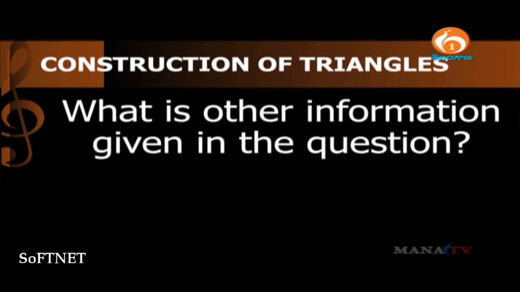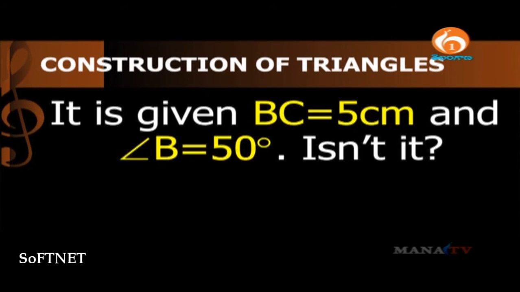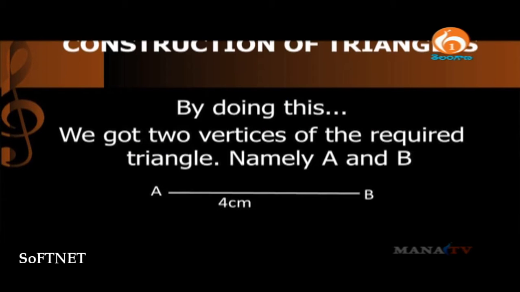What is other information given in this question? It is given BC is equal to 5 centimeters and angle B is equal to 50 degrees, isn't it? If we observe these two, here BC is given, in which B is one end of the segment, and also angle B is given, that is 50 degrees. Already we have segment AB, in that also we have B. Therefore, the common point of AB and BC is this B.